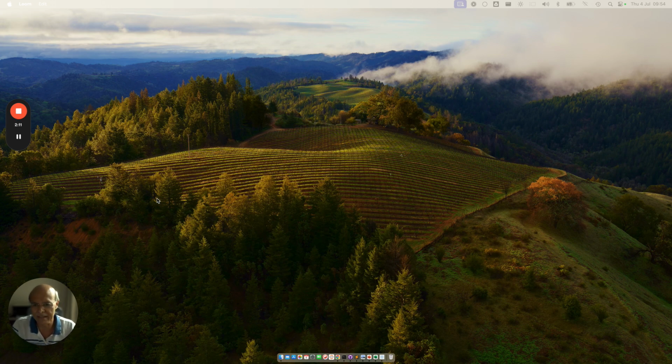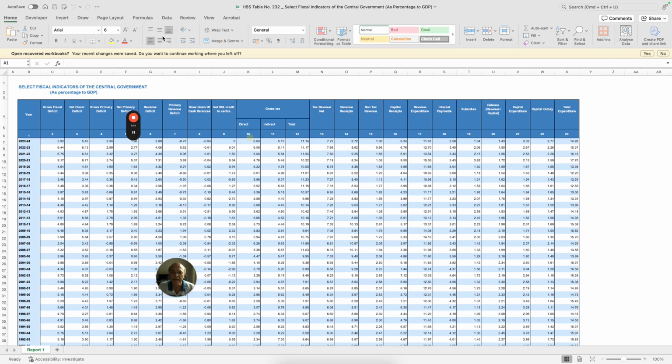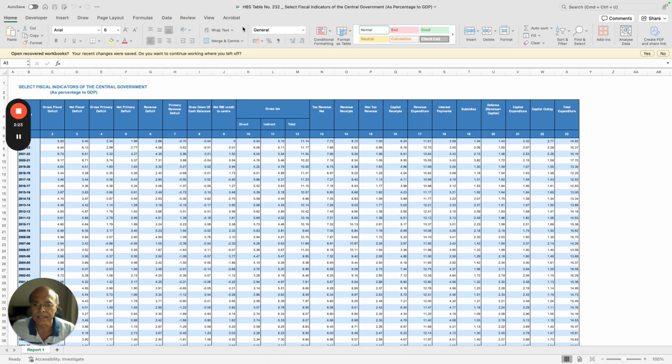Before I get into this analysis, I'll always try to point to the primary source of data where I have gathered this information. If you go to the RBI's website, you will see that there are two tables. One is HBS table number 232. Let me take my pen. So this is the table number which you can find. You can go and download this table.